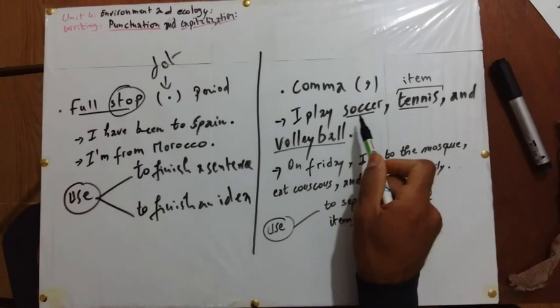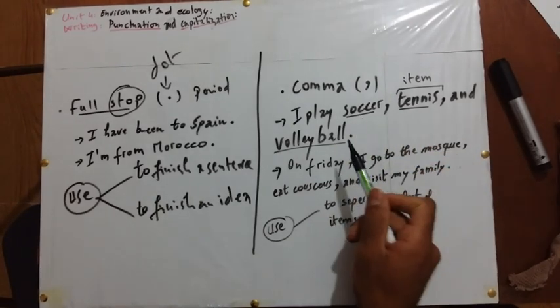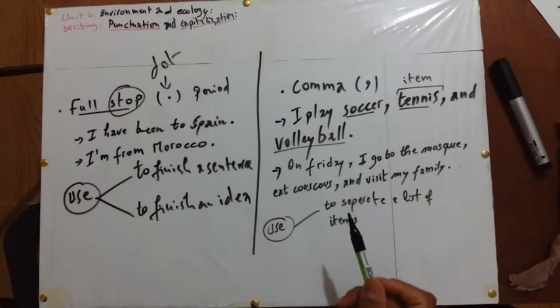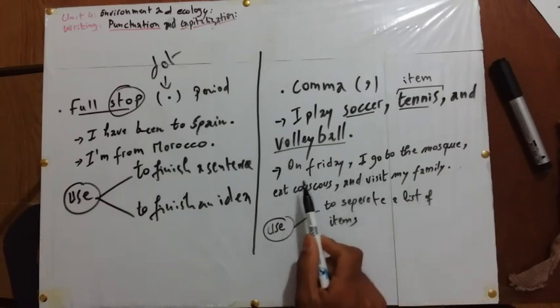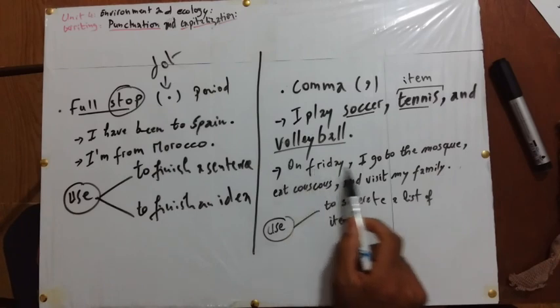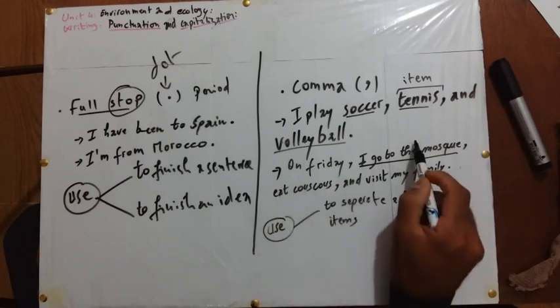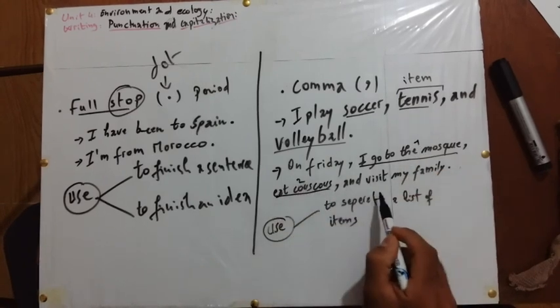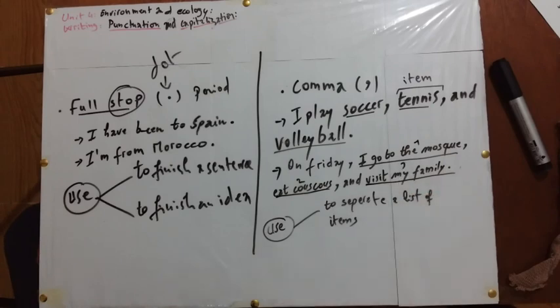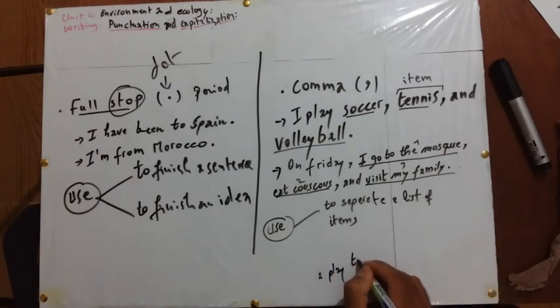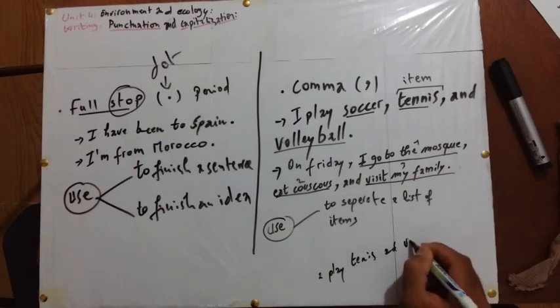Here the items are words, the names of the sports. And we can also have phrases, as in this example. On Friday, I go to the mosque, this is item number 1. Eat couscous, number 2. Visit my family, number 3. How many items do I have? I have 3 items.